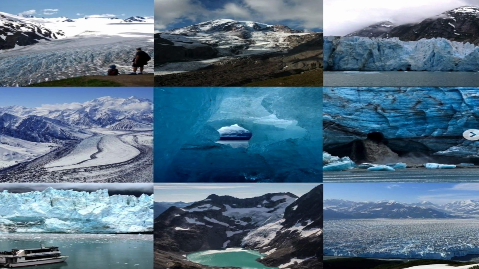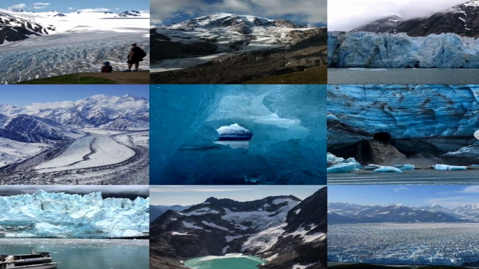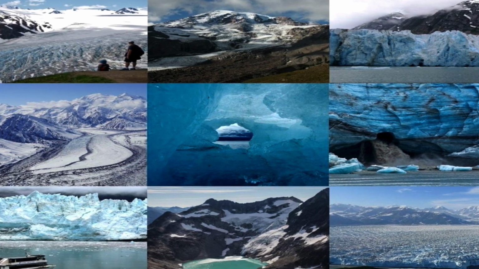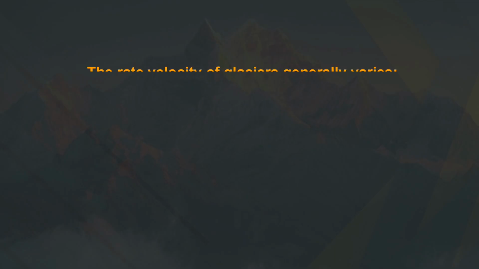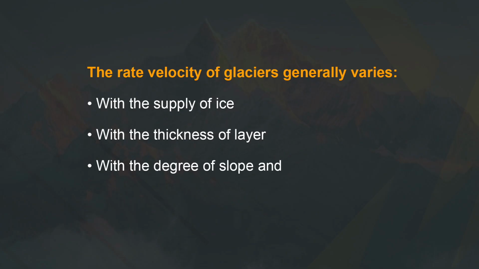The velocity of glaciers differs among different types of glaciers, even varying in different parts of a glacier. The velocity of glaciers generally varies with the supply of ice, with the thickness of the layer, with the degree of slope and with variation of temperature.